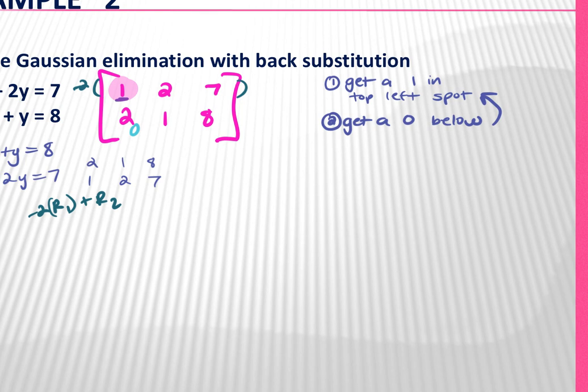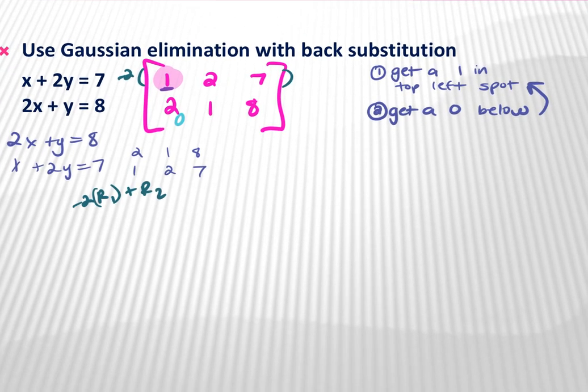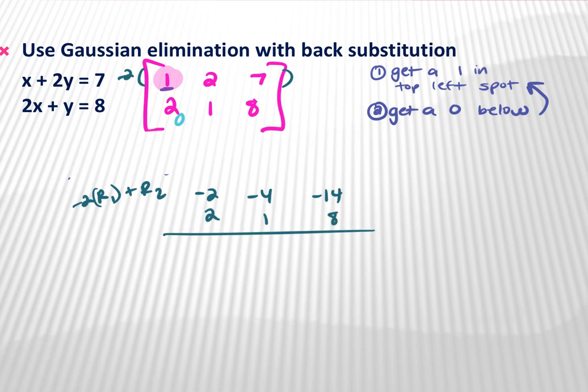I just said if it had started that way, my very first step would have been to switch rows, but it did not start that way, so I'll erase it so we don't get confused. Okay, so -2 times row 1 is -2, -4, -14, and I'm going to add it to row 2, 2, 1, 8. And I get 0, -3, -6.